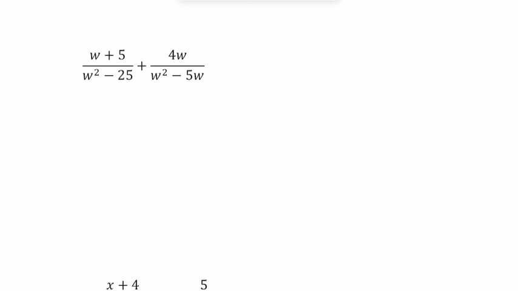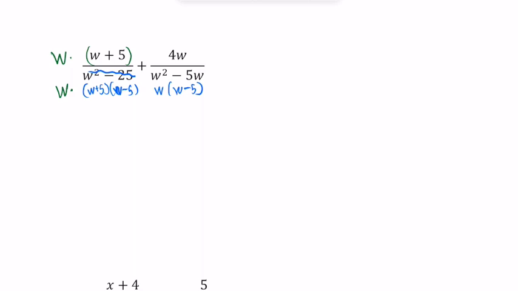The denominator of our first fraction here is a difference of squares. When we factor it, we would have w plus 5 times w minus 5. The denominator of our second fraction, we factor out a greatest common factor of w, and we would have w times w minus 5. So the first fraction on the denominator is missing the w that's in the bottom of that second fraction. So we're going to multiply the top and bottom of that first fraction by w.